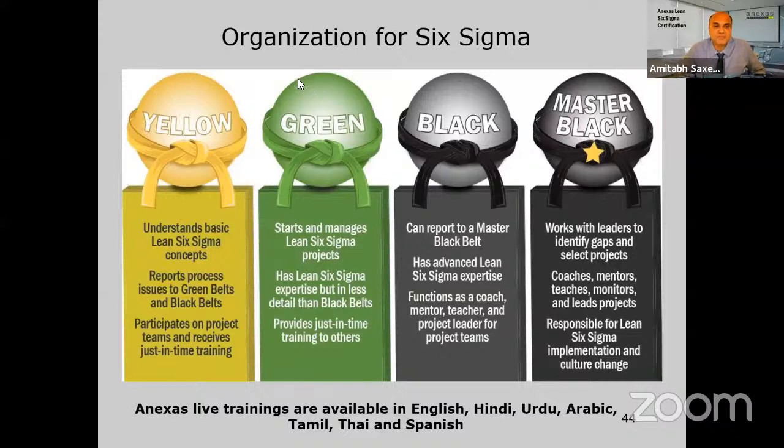Yellow belts are the people who know the general terminologies of what is Six Sigma, what is lean. You will be a yellow belt after a while. You know what is DMAIC. You will know right now. You know what are the 7 or 8 wastes, etc. But you can't do a project.